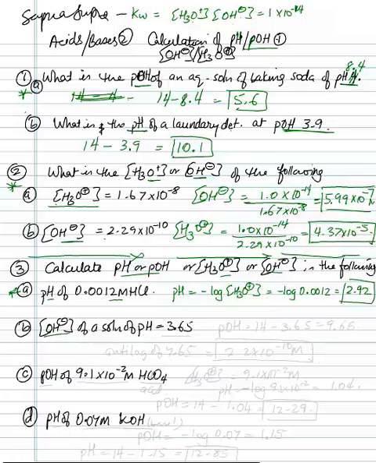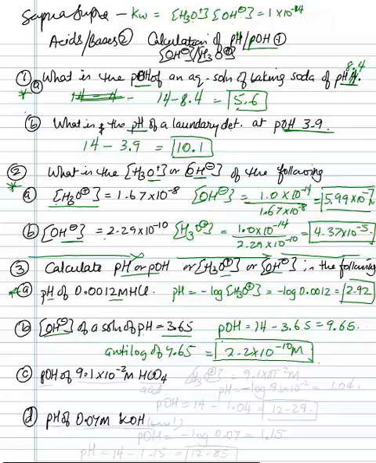The next question: the hydroxide ion concentration of a solution that has a pH of 3.65. If you're given the pH, the first thing you should do is calculate the pOH, which is 14 minus 3.65, which is 9.65. And then you'll have to take the antilog of negative 9.65. Please learn your calculators well, and you should get an answer of 2.2 times 10 to the negative 10 molarity. Make sure that you have the right answer.